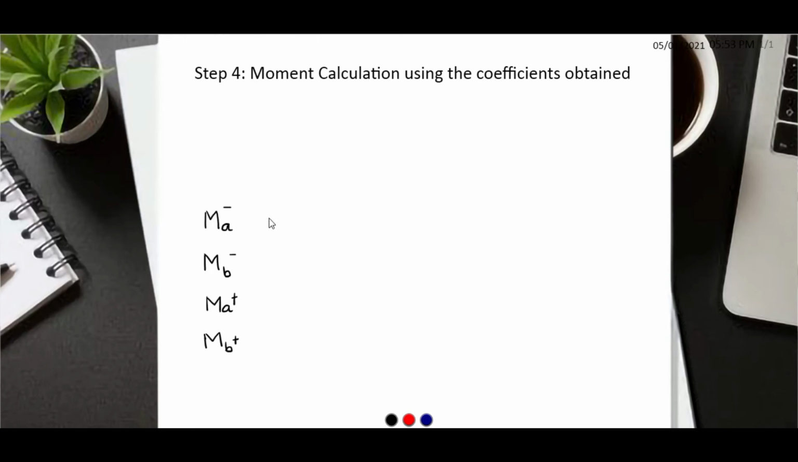MA negative comes out to be 13.6 kilo pound feet per feet. I will explain what per feet means here. 11.71, 7.96 and 5.15. All units are in kilo pound feet per feet. What does this mean? Let me explain.